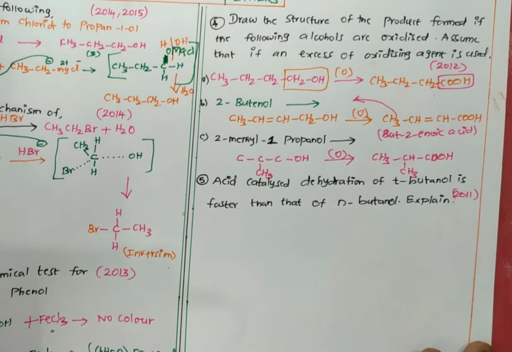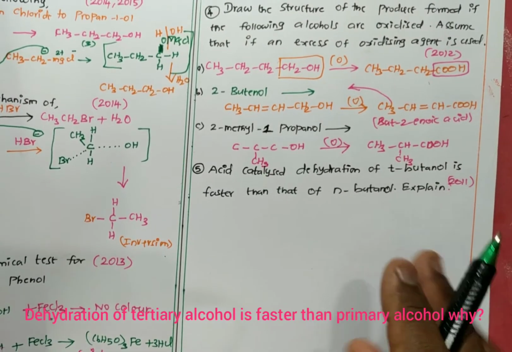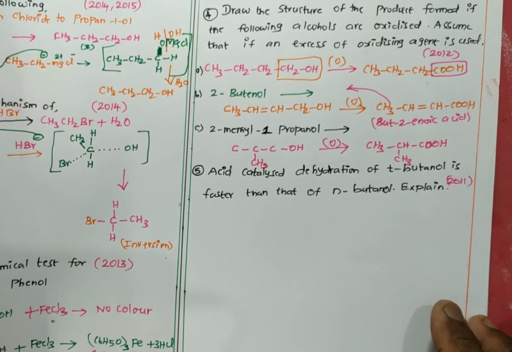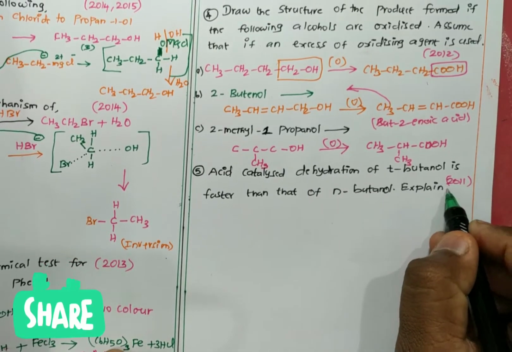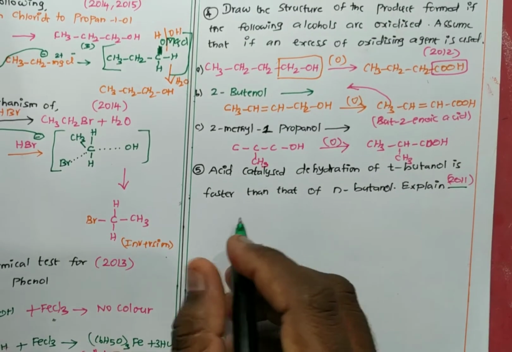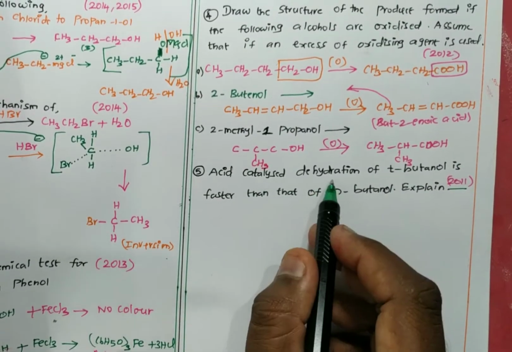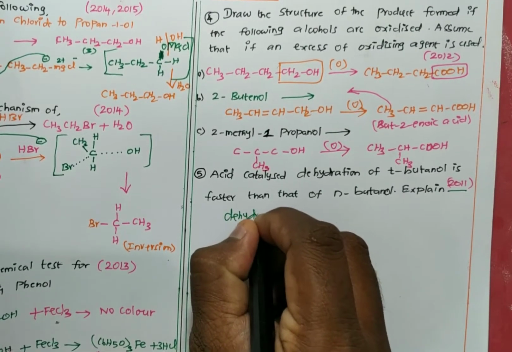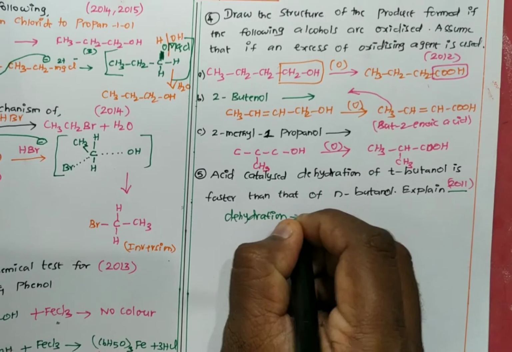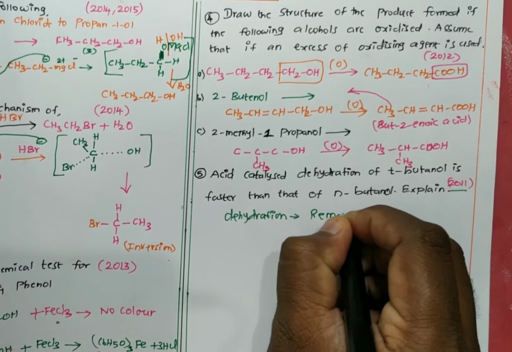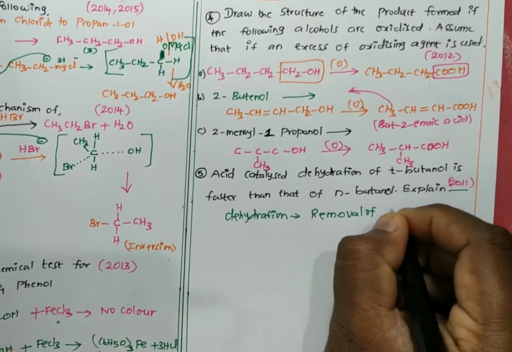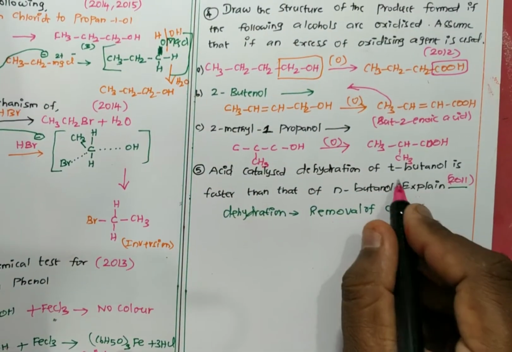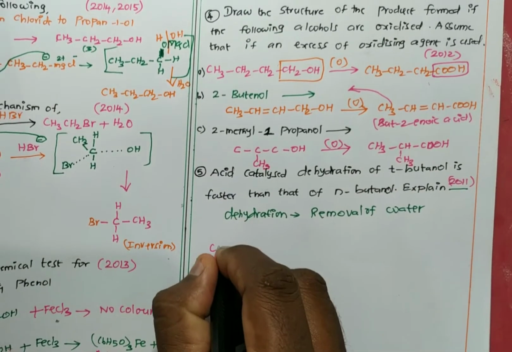And next one is: acid catalyzed dehydration of tertiary butanol is faster than that of n-butanol. Explain. This question was asked in the year 2011. This is a very important question. So, the acid dehydration reaction. What is the meaning of dehydration? Dehydration is nothing but the removal of water, the removal of a water molecule. How can we remove it? Say for example, I have to take tertiary butanol.